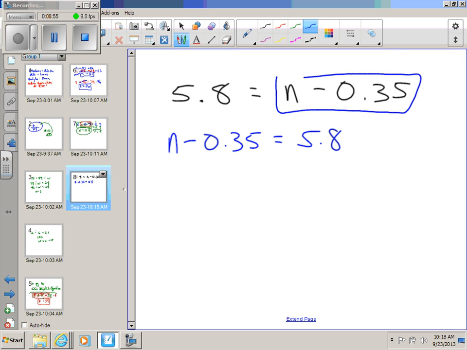Now, if you look at these shopping bags, and you just pick them up and move them, as long as the order stays the same, do we still have n minus 0.35 like we had here? Sure we did. We didn't flip it around and take 0.35 and subtract n. No, we kept it the way it was. So now it's quite easy to see what the opposite has to be. If I'm subtracting 35 hundredths, the opposite will be to add 35 hundredths.